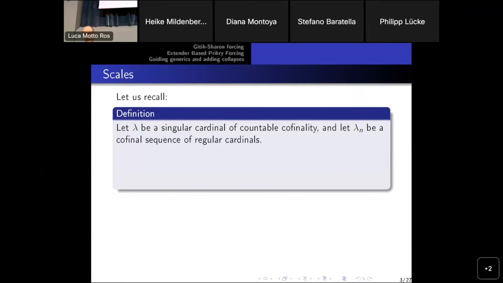So what is a scale? A scale is a PCF object produced by Shelah in order to study the power set of singular cardinals. I'm going to focus on countable cofinality only, though there are generalizations, as you probably know. So let lambda be a singular cardinal of countable cofinality, and take lambda n to be a cofinal sequence of regular cardinals. A scale is a sequence of functions in the product of the lambda n.